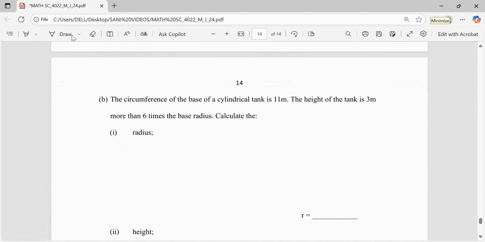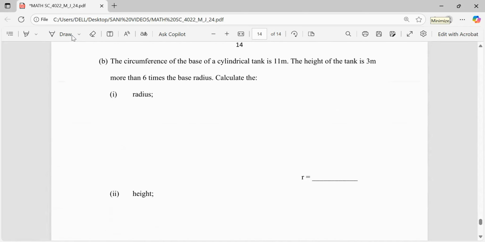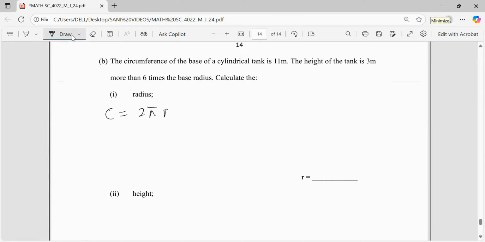So let us look at 13b. The circumference of the base of a cylindrical tank is 11 meters. The height of the tank is 3 meters more than 6 times the base radius. Calculate the radius. So first of all, we have been given the circumference. The base is a circle, so the circumference is 2 pi r.